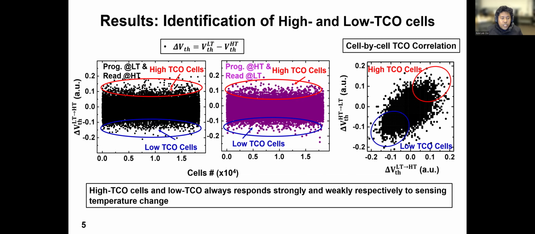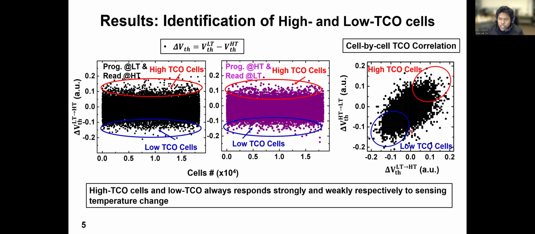Now, to make sure that this placement of these cells as high temperature coefficient or low temperature coefficient is not random, we construct this correlation plot on the far right. On the x-axis are the threshold voltage shift values of the cells when the experiment was done in the first phase, that is, program at low temperature and read at high temperature. And on the y-axis are the threshold voltage shift values when the experiment was reversed, that is, the chip was programmed at high temperature and read at low temperature.